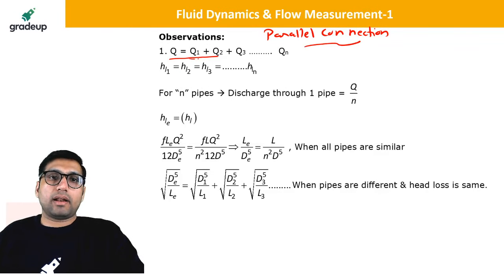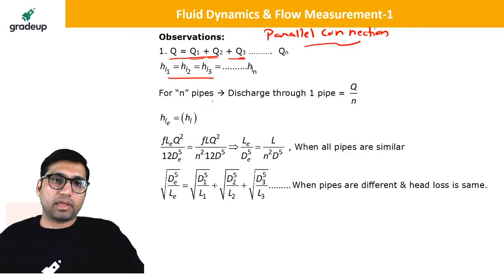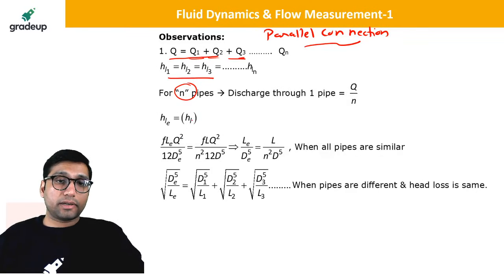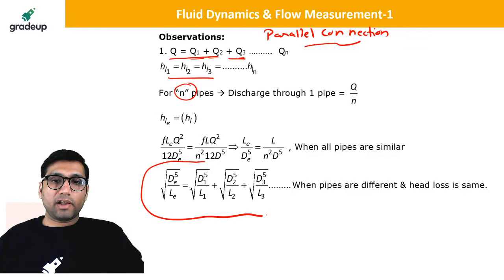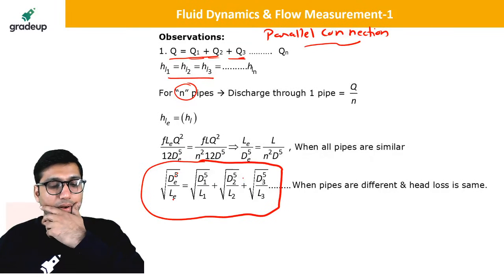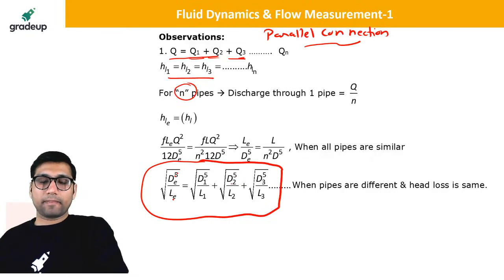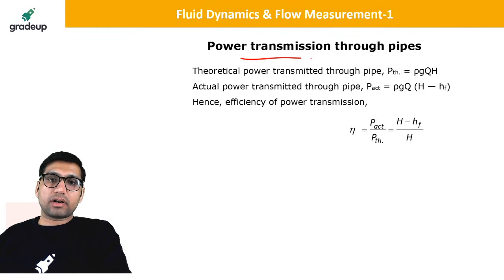So the discharge will get added up and the head loss will be the same. Let us say we have n pipes connected in parallel. This is the condition you will get for pipes in parallel: equivalent diameter power 5 divided by equivalent length is equal to this. This is the formula you will get. Okay, clear everyone?